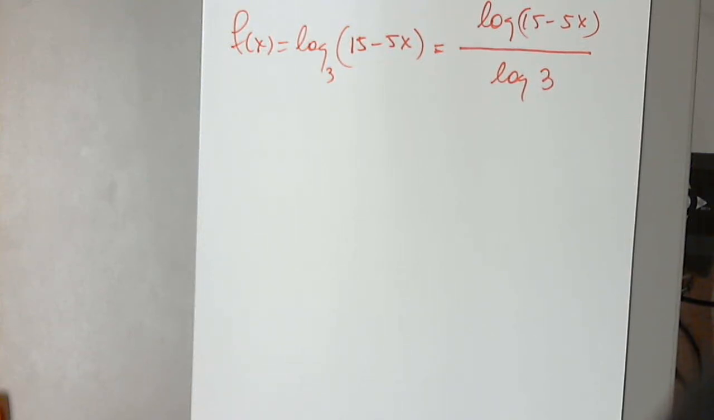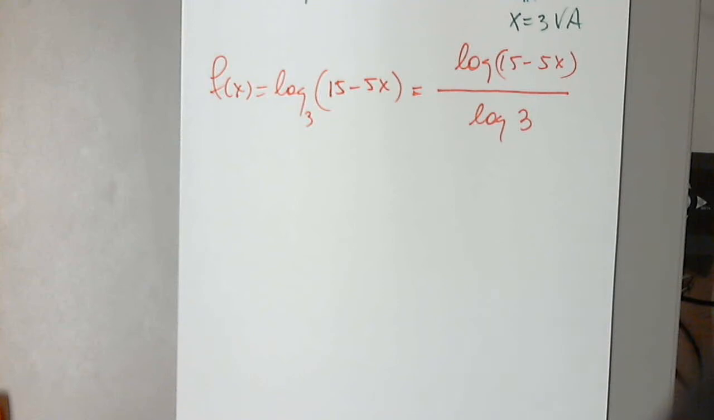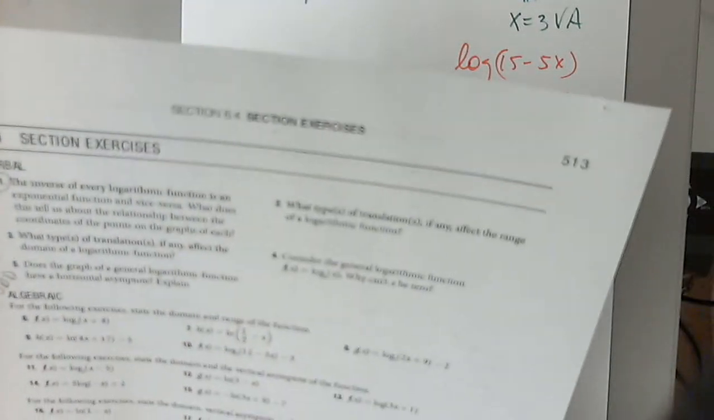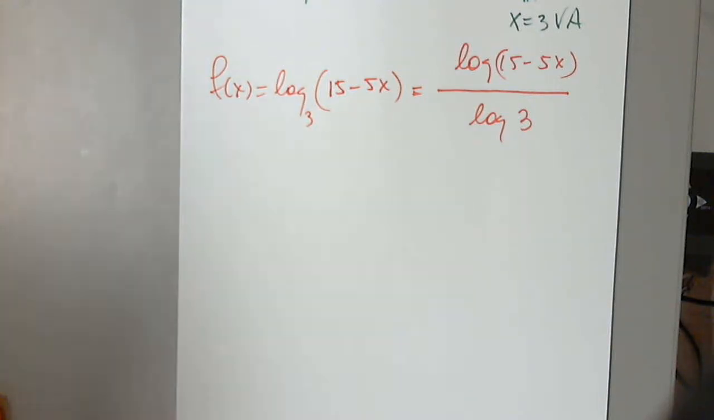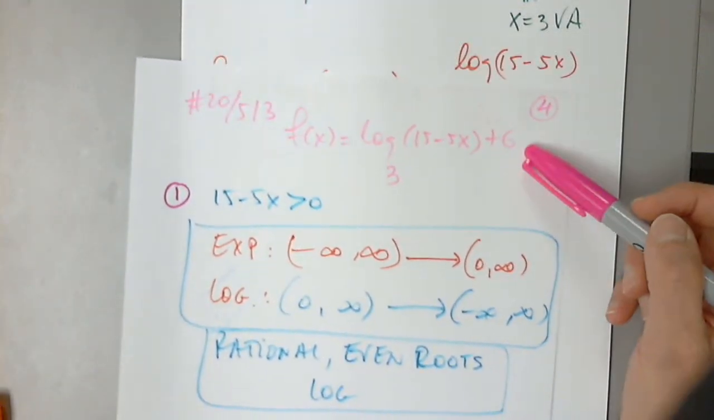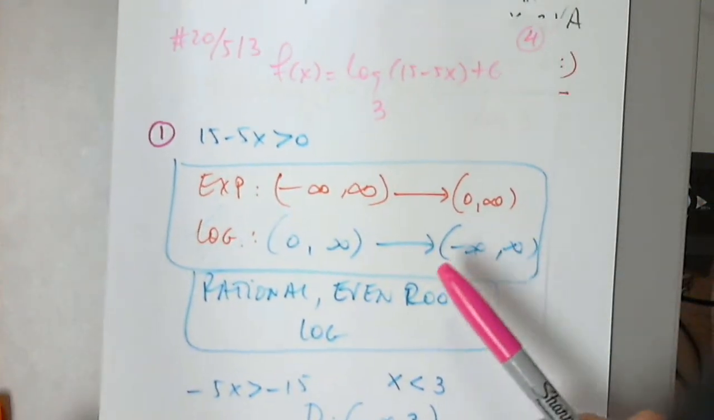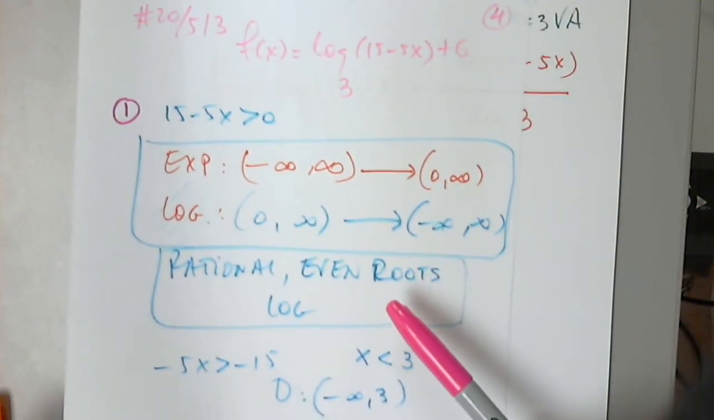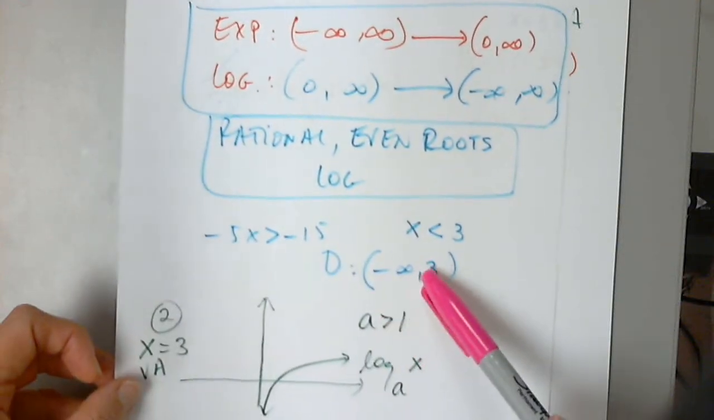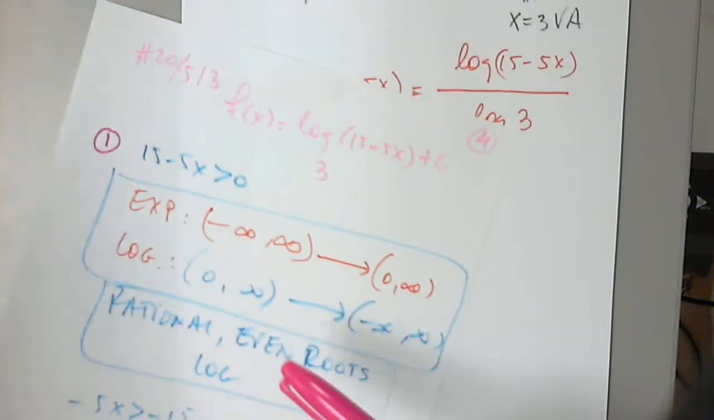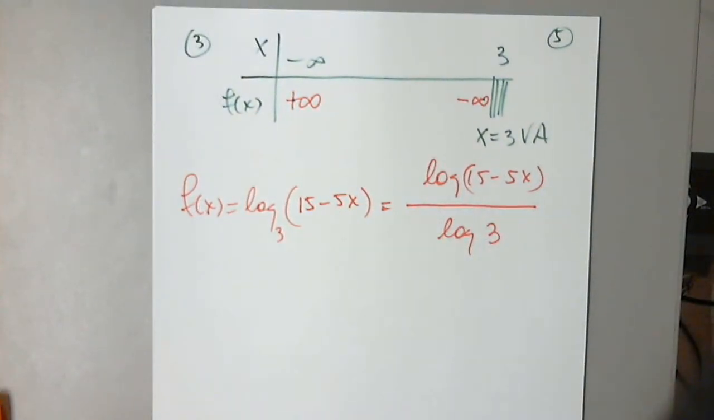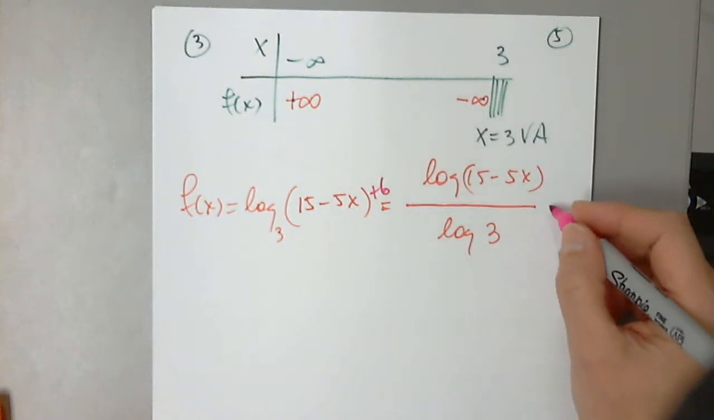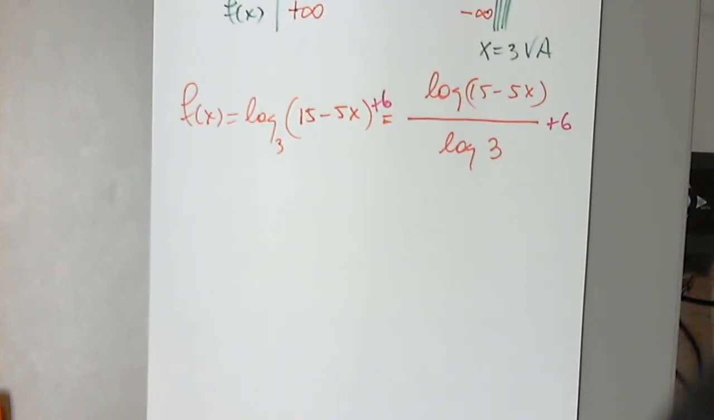I haven't done the +6. That was in the original equation. In the function, did I copy something else? Oh, I'm sorry, I didn't copy the whole thing. Yes, it was +6. Let me see if anything changes. The domain does not change. The vertical asymptote does not change. +6 doesn't matter because the domain and range will not change. But thank you. Yes, I'm sorry.